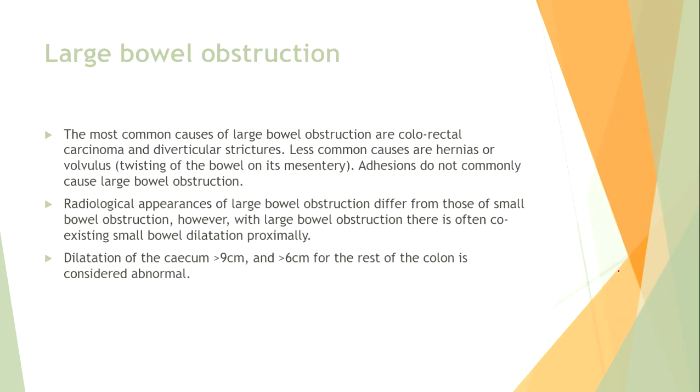Large bowel obstruction. The most common causes of large bowel obstruction are colorectal carcinoma and diverticular strictures. Less common causes are hernias or volvulus, twisting of the bowel on its own mesentery. Adhesions do not commonly cause large bowel obstruction. Radiological appearances of large bowel obstruction differ from those of small bowel obstruction. However, with large bowel obstruction, there is often coexisting small bowel dilation proximally. Dilation of the cecum more than 9 cm and more than 6 cm for the rest of the colon is considered abnormal.